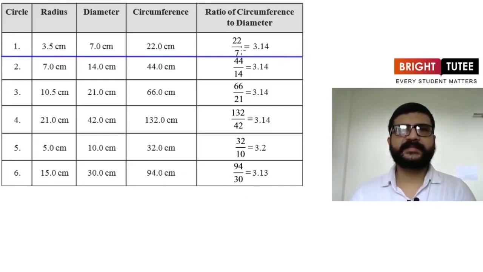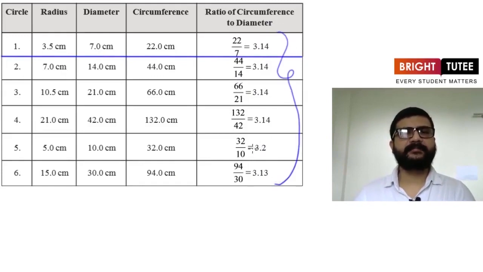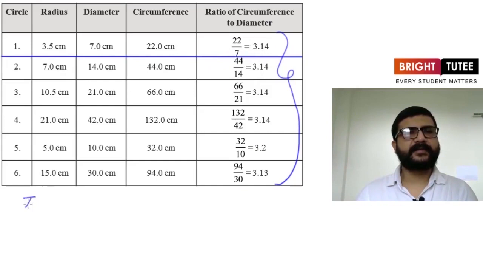Now try to observe these ratios. Ratio of circumference to diameter. Is it approximately equal every time? Yes. Every time it is the same only. It is approximately equal to 22 upon 7, or we can say 3.14. So this ratio is known as pi. We call it pi, and it is denoted like this. This is the symbol for pi.